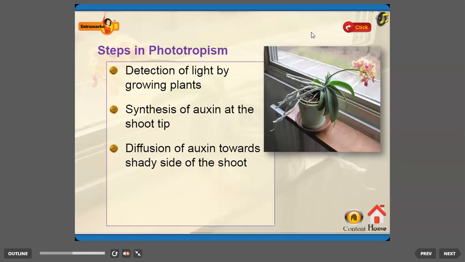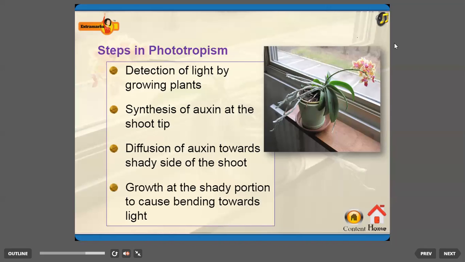So, steps in phototropism: detection of light by the growing plant, synthesis of auxin at the shoot tip, diffusion of auxin toward the shady side of the shoot, growth at the shady portion to cause bending towards light. So ये मेरा कुछ steps था phototropism. Now the next part. I think we'll have a small video according to that. 1 minute.